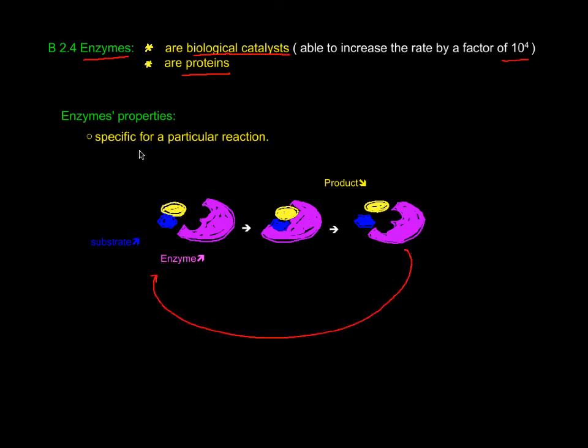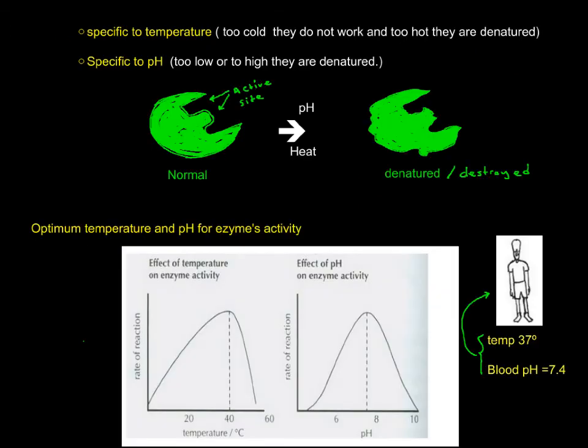The second property of enzymes, and the third, are temperature and pH. Too cold, it doesn't work. Too hot, the enzyme is denatured. Too low or too high of a pH also causes denaturation of the enzyme. If you look at this shape, it represents a normal enzyme. It has a specific shape for the active site so that the substrate can fit into it.